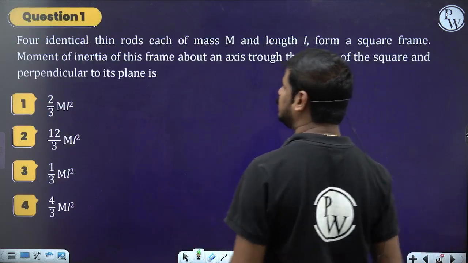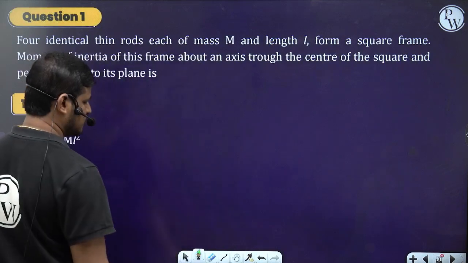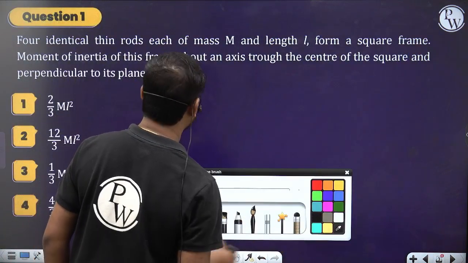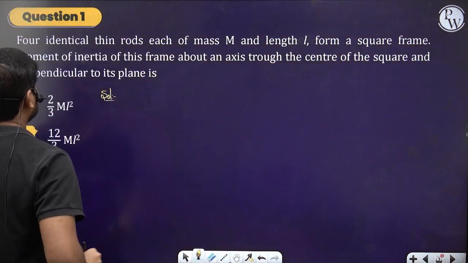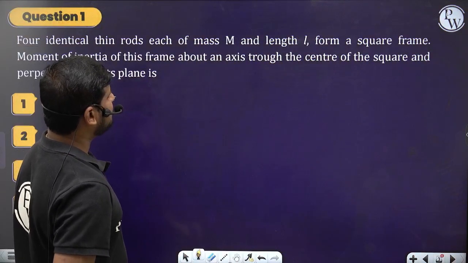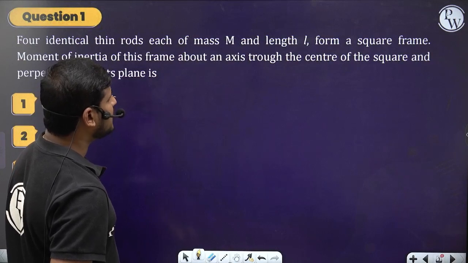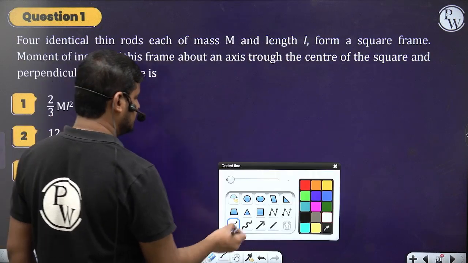So with a numerical. This question I gave as homework in the last session, right? Now let's try to solve this one. 4 identical thin rods, each of mass m and length l, form a square frame. See here, there are 4 rods.